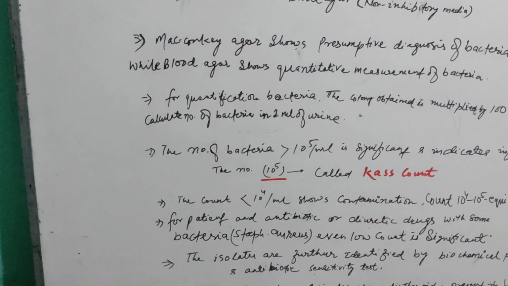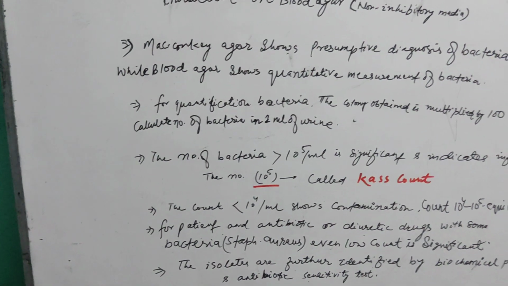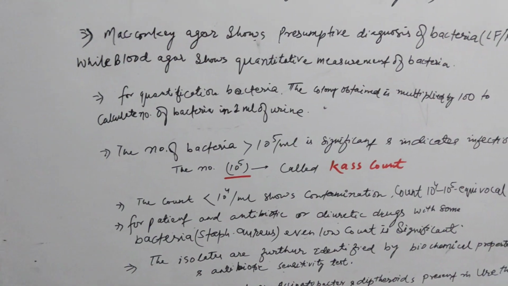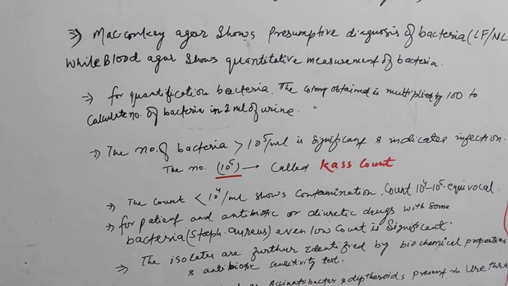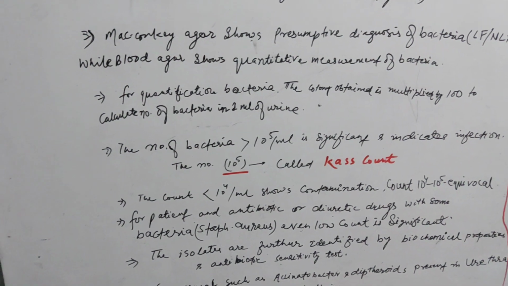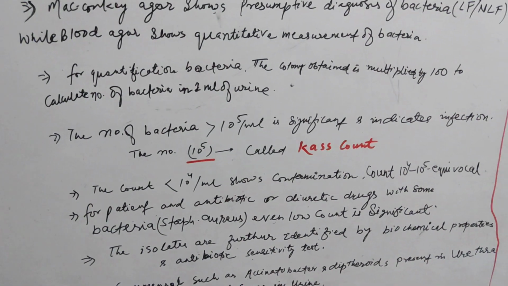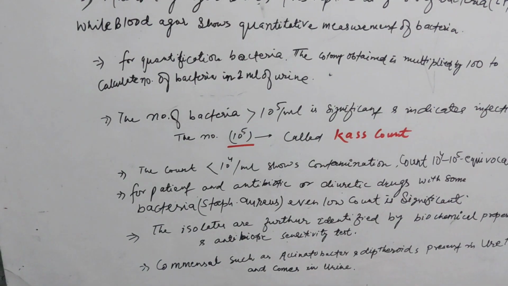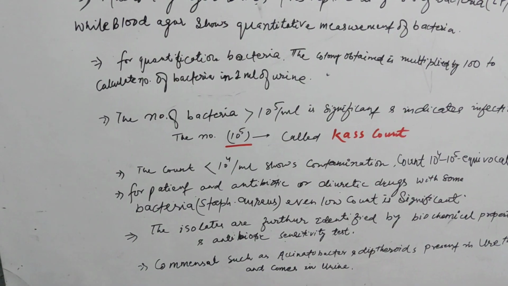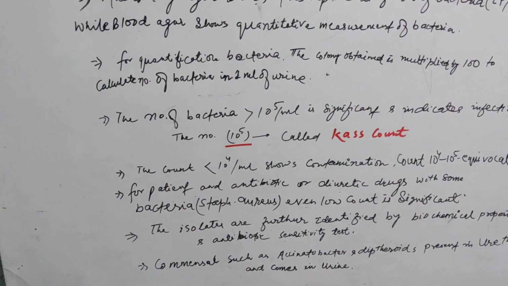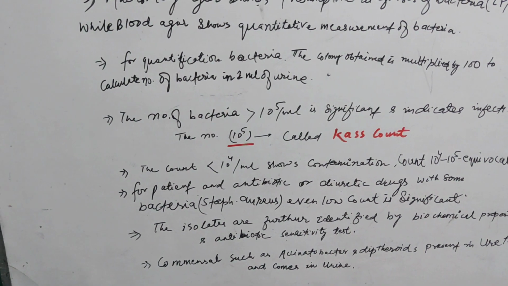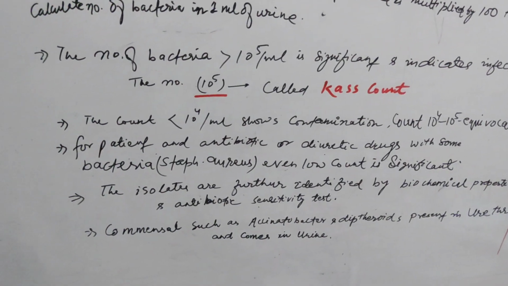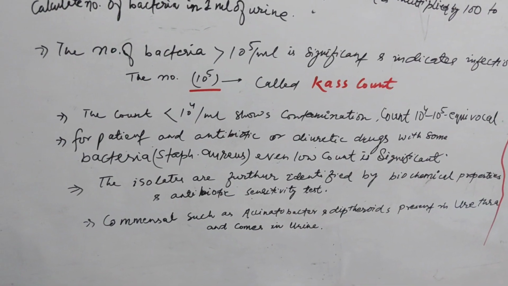The number of bacteria more than 10 to the power 5 per ml of the urine is significant and indicates the infection. The number 10 to the power 5 is called Kass count. That means this number is very important and is known as Kass count. So the number of bacteria more than 10 to the power 5 per ml is significant, and the count less than 10 to the power 4 per ml shows the contamination.